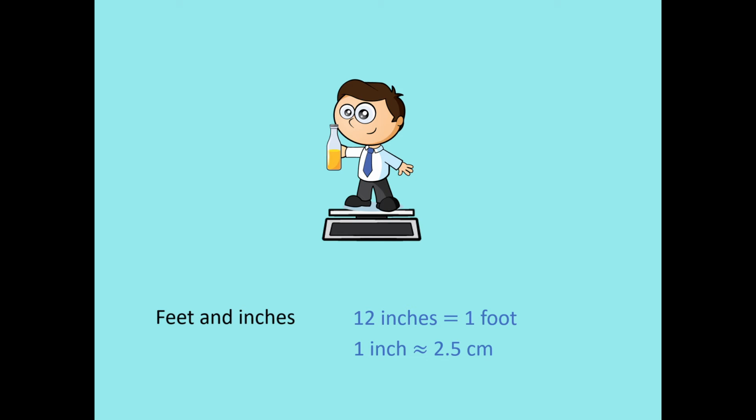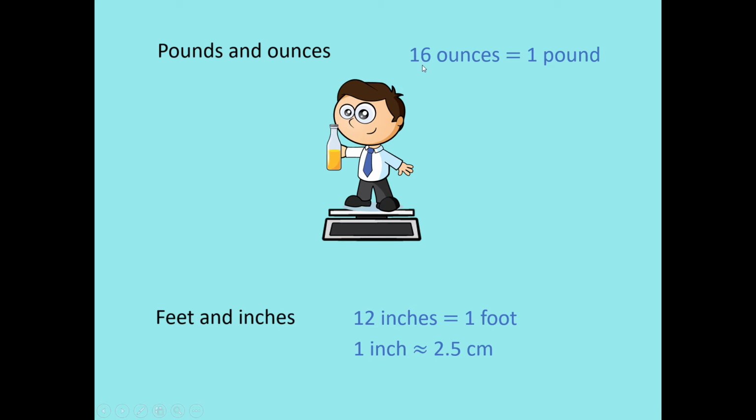Okay, oh, he's standing on something now. What do you think we're going to be talking about? Talking about weight. Does anybody know the imperial measurement for weight we might use? Pounds and ounces, and also stone. So 16 ounces makes up 1 pound. Not the same number, so 12 inches, 1 foot, 16 ounces, 1 pound. Just something you've got to remember.